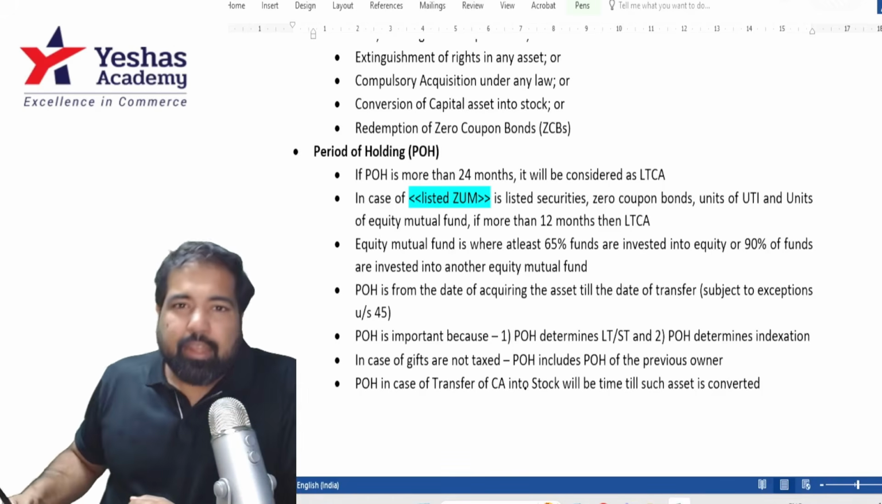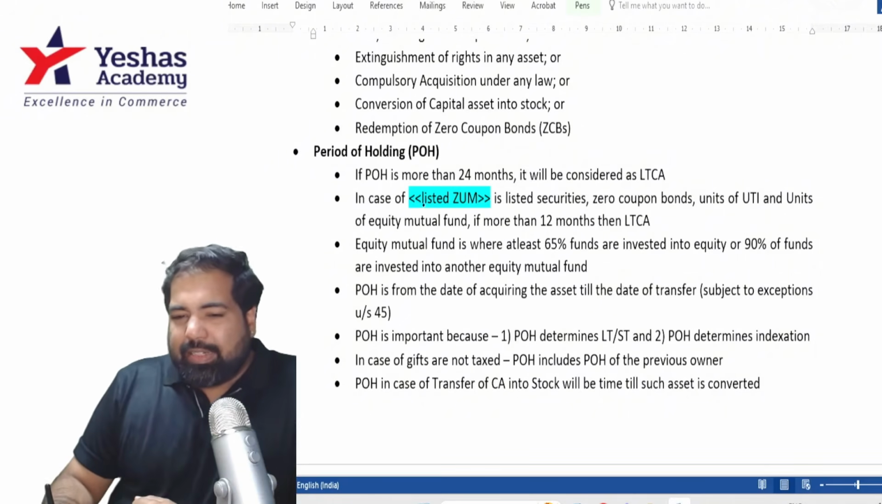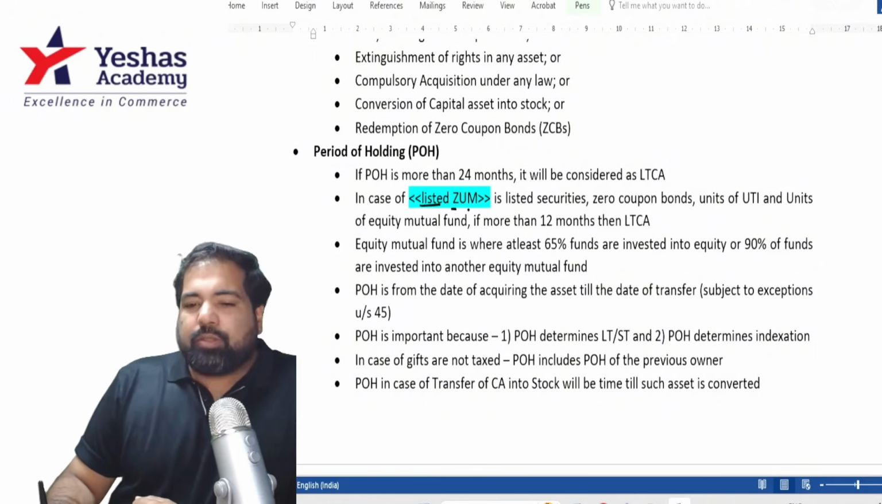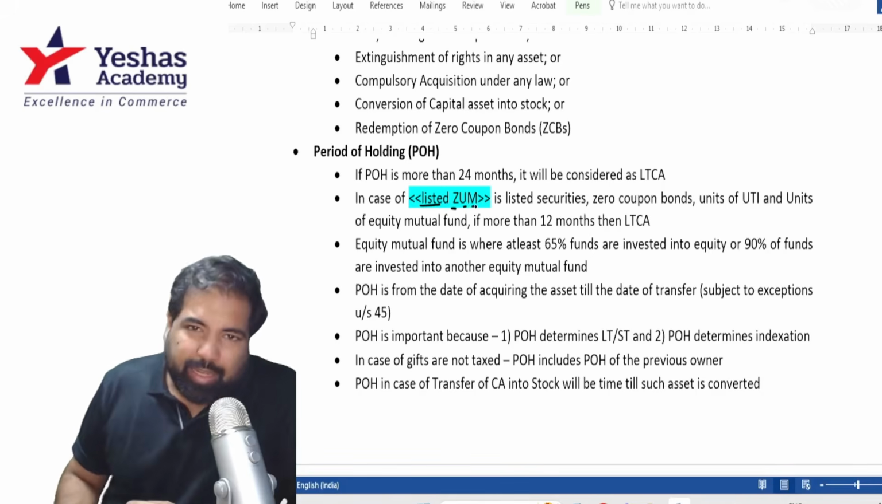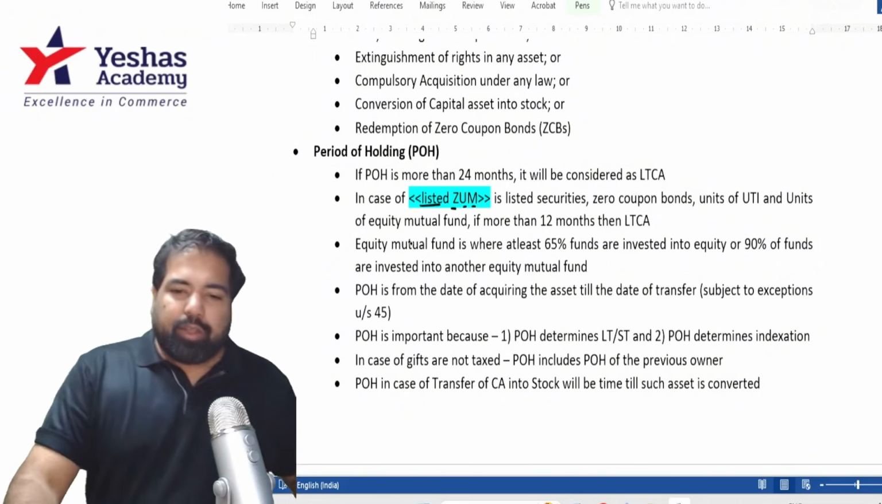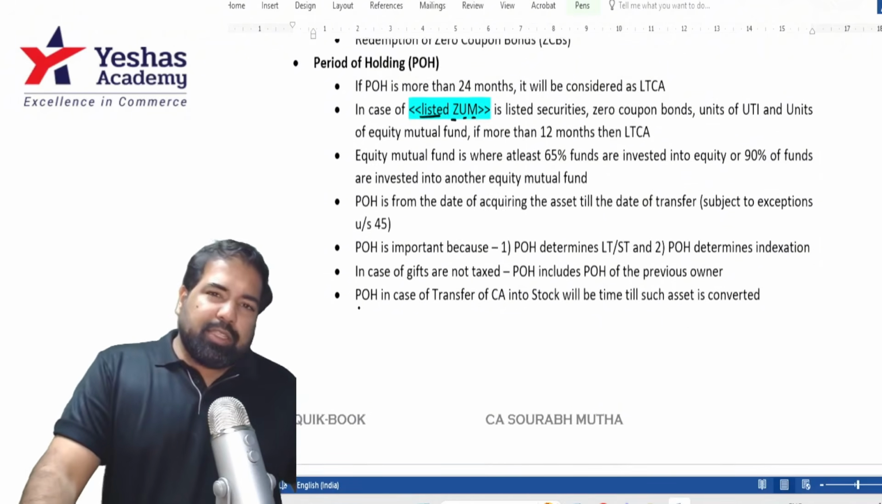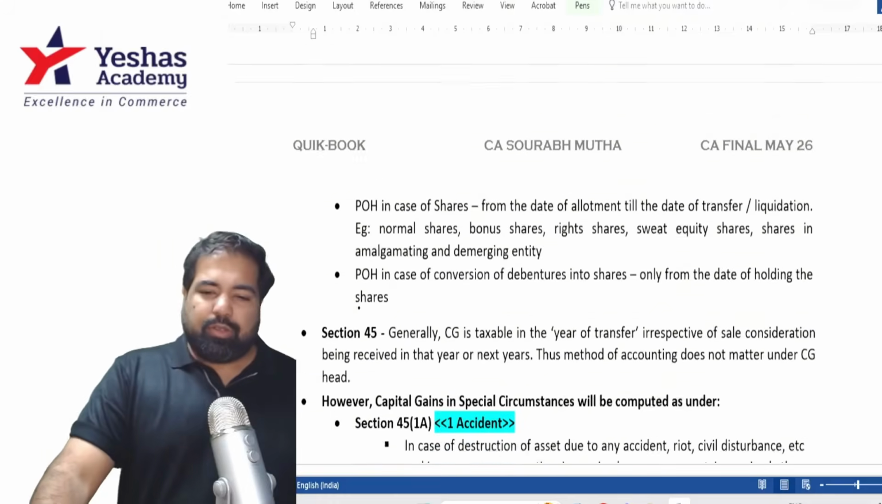And if there are some assets like listed shares, zero coupon bonds, units of UTI, that is a mutual fund, and units of equity oriented mutual fund, any of these, if you hold for more than 1 year, just more than 1 year, they will be considered as long-term capital asset. Period of holding is important, yes, because unless it's long-term or short-term, how will you use the tax rates? How will you use the exemptions?